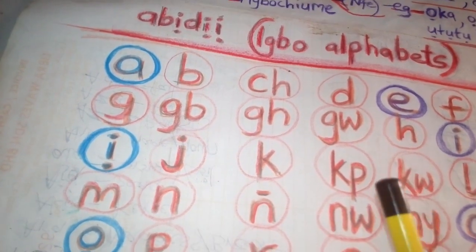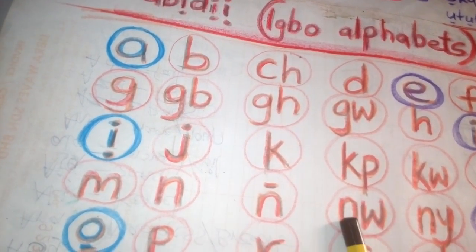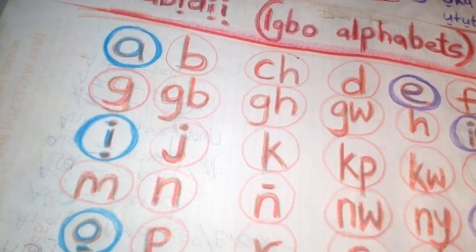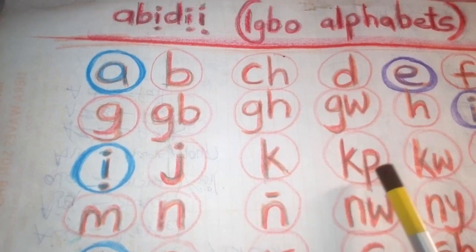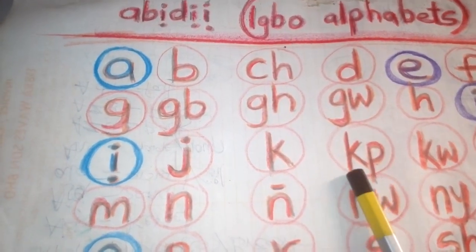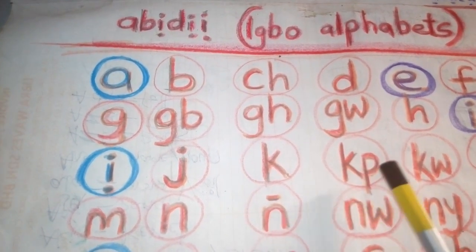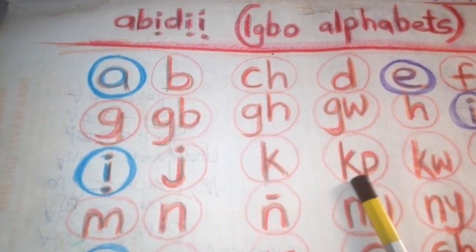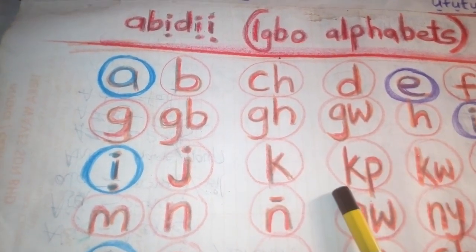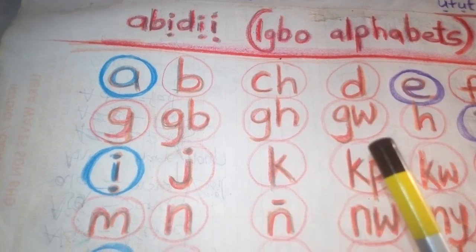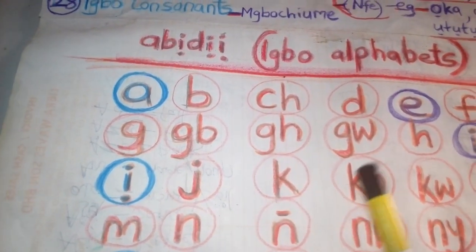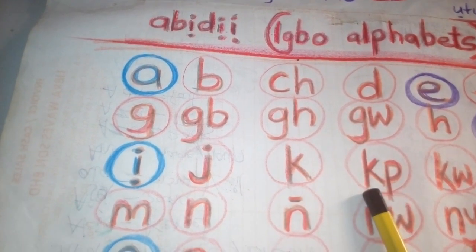And then the Igbo alphabet has 36 letters. Let me explain first before I show you. Out of these 36 letters, 8 of them are vowels, while 28 of them are consonants.